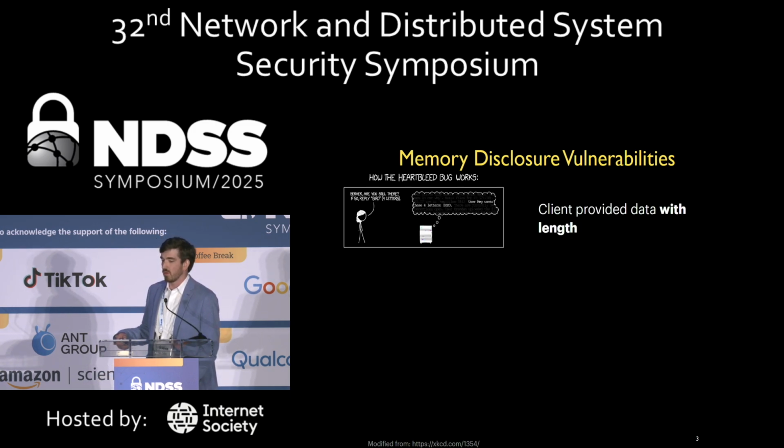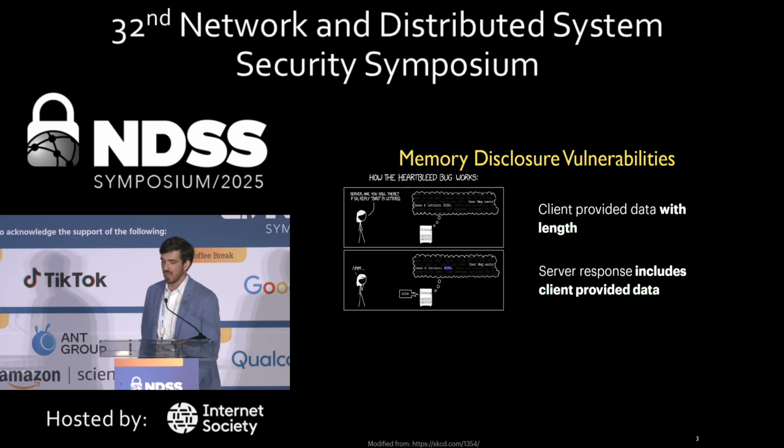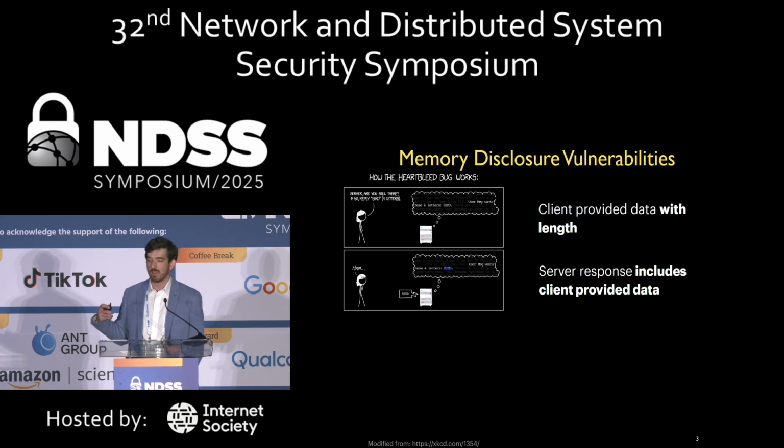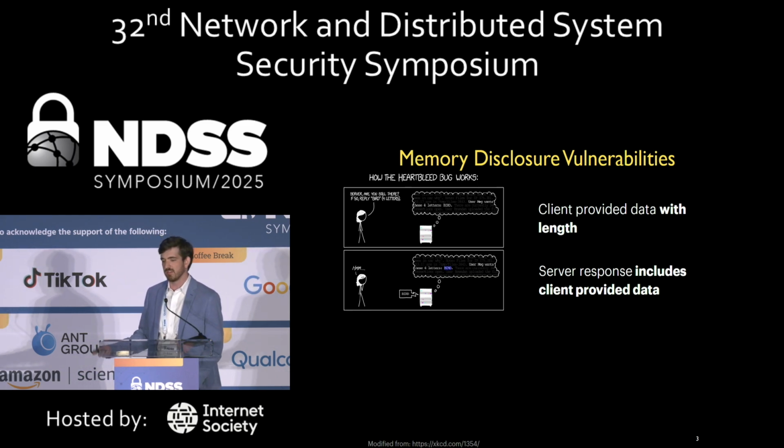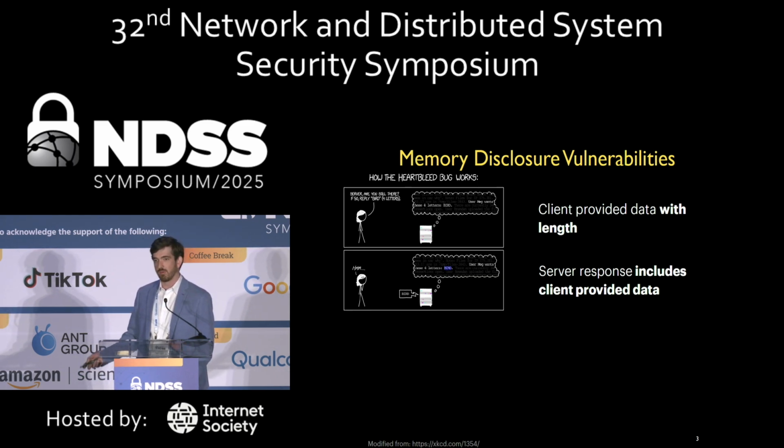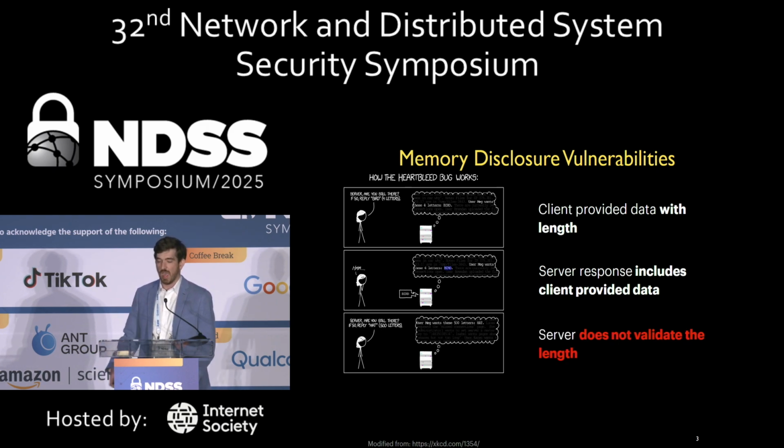The important thing to understand here is that we have a server that takes in client-provided data. And not only does it take in that client-provided data, but it trusts the client to provide a length with that data as well. It's also important to understand that the server response includes that client-provided data, which of course leads us to question what exactly would happen if we provide a relatively small amount of data, like hat, but we tell the server that we actually sent them 500 letters.